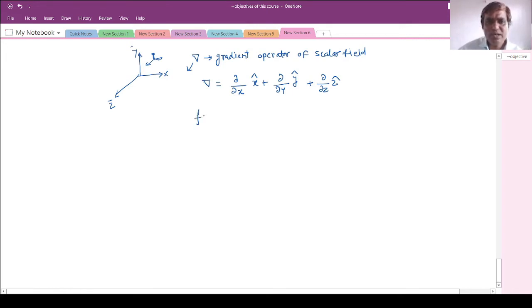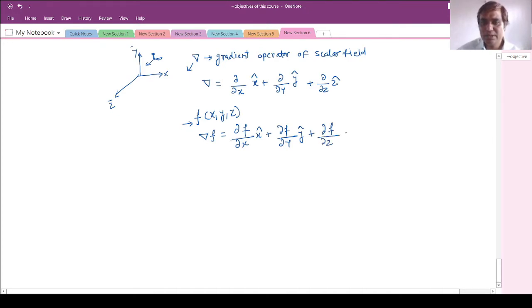Okay. And now suppose I have a function f in this 3 dimension, which will be f of x, y, z. So I would like to measure the rate of change. So can I calculate the gradient of this f? The gradient of f can be calculated using df by dx in the x direction plus df by dy in the y direction plus df by dz in the particular z direction. So this gives me the rate of change in the x direction, this gives me the rate of change in the y direction. Similarly, this will give me the rate of change in the z direction.